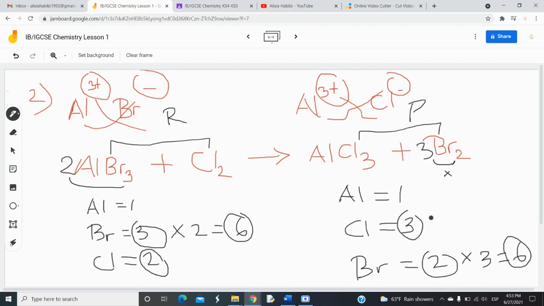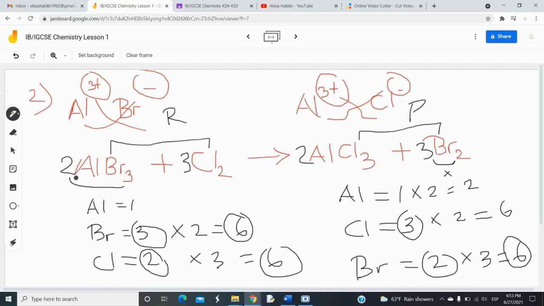So what we could do is we multiply this by 2, so we get it to an even number, and that gives us 6. So if we put a 2 here, we now have aluminum becoming 2 as well. So we multiply by 2, so aluminum is now 2 atoms. And so chlorine, what we could do here is we multiply by 3, and we get a 6. So it becomes an even number, so we put a 3 here, and now it's 6 atoms.